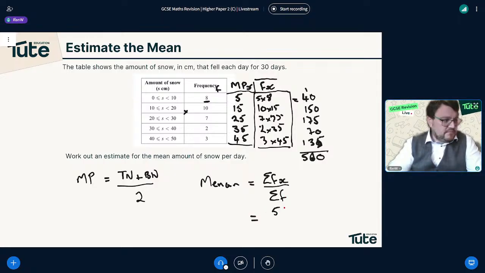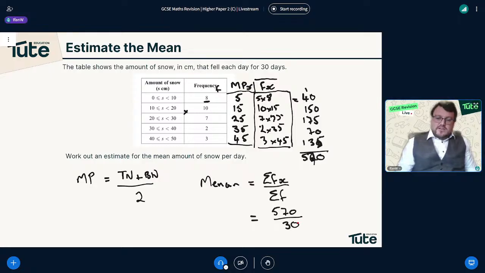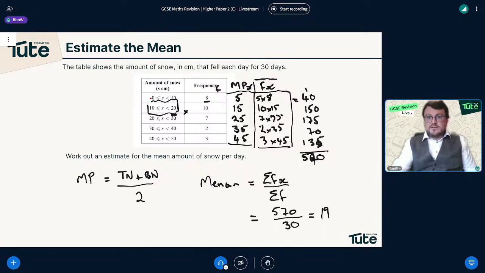So 560, 570, corrected again. Should be using a calculator, shouldn't I? Right? 570 divided by 30. That's why you've got calculators for this one. I'm doing this in my head. And it's close to 600, isn't it? It's 30 away from 600, so I'm guessing that this is 19. And you know what? I'm not far off, am I? The answer is in that group between 10 and 20.